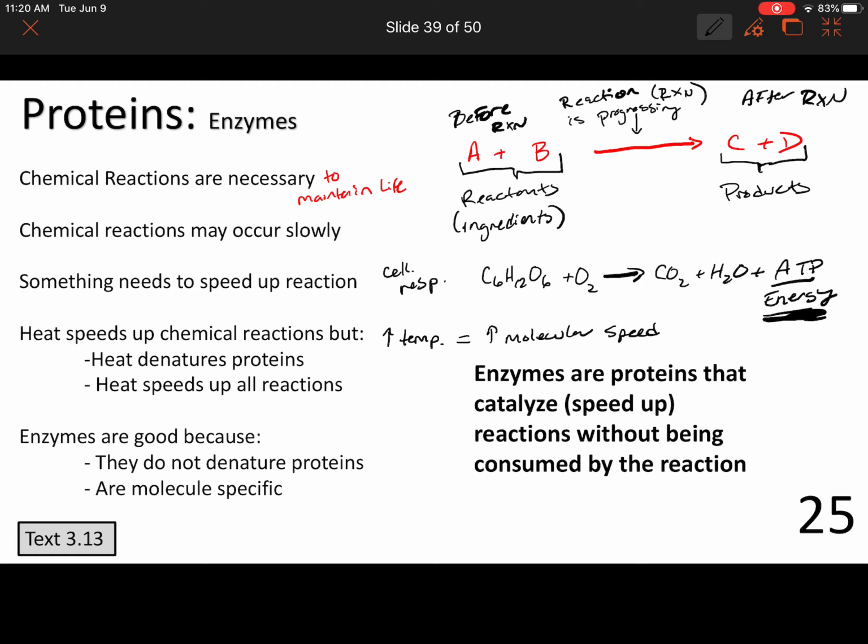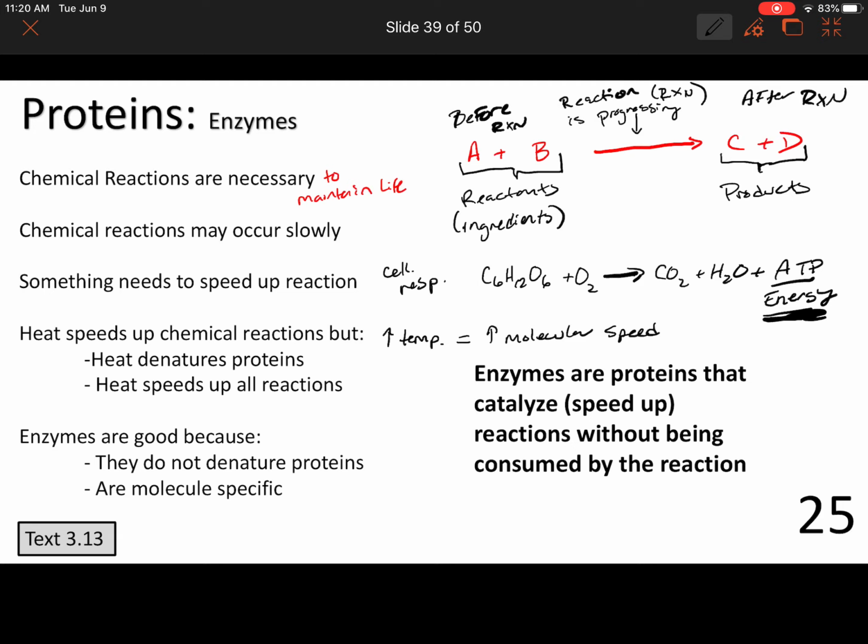Here's the problem with using exclusively heat. One, we talked about the idea that if you add too much heat, then the proteins can denature, which is in contrast to what we're trying to do, right? We're trying to produce things that make the system more efficient.